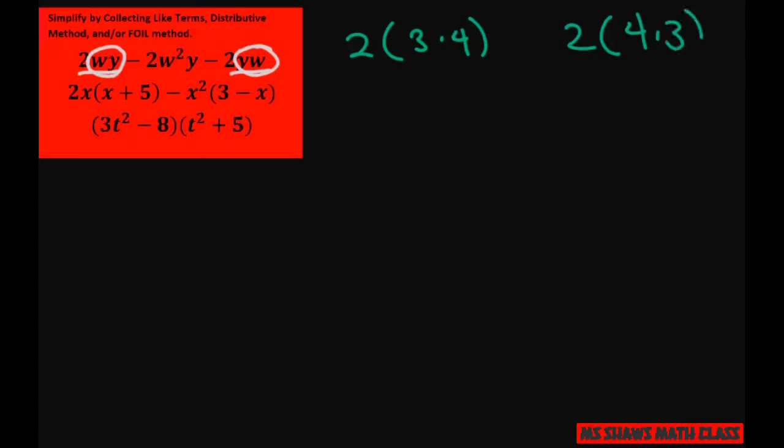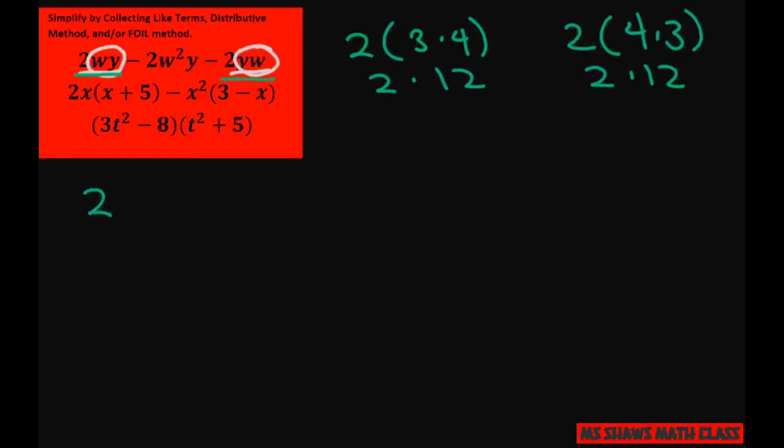Now, these are like terms, just because if they're switched over, they're inverted, it means you still can add them. Because you could say, let's make this a different number, 3 times 4 is the same as 2 times 4 times 3. Because this would be 2 times 12, 2 times 12, which they're both 24. So these are like terms.